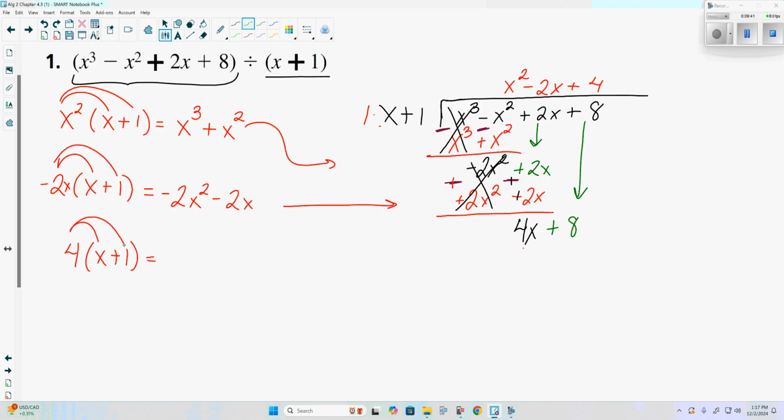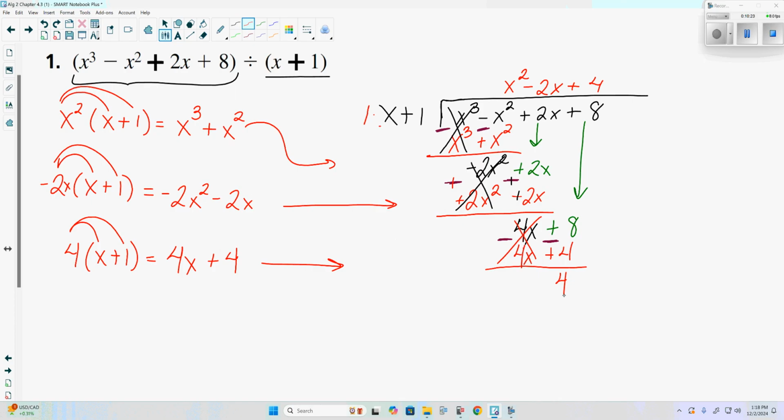All right, guys, let's focus in. 4 times x is 4x. 4 times 1 is 4. Plus 4. And again, just like we've been doing, we're going to put it underneath and match up our terms. And again, just like before, we're going to subtract. So 4x minus 4x is 0. 8 minus 4, 4. And like we've done before, we bring down the next term.